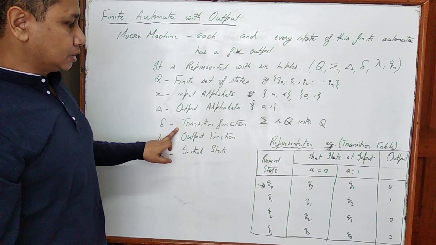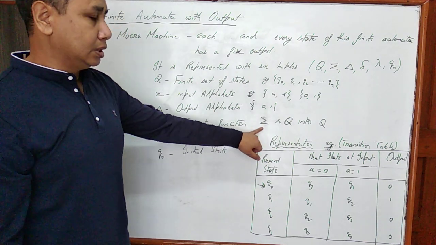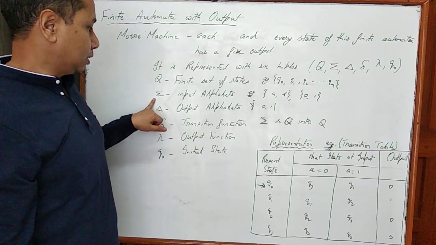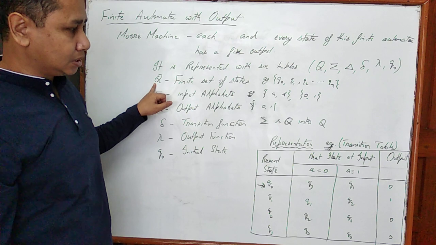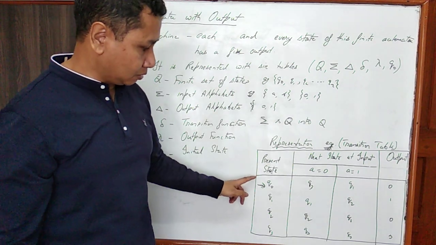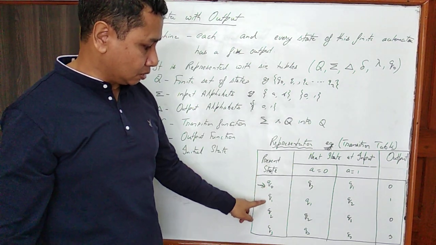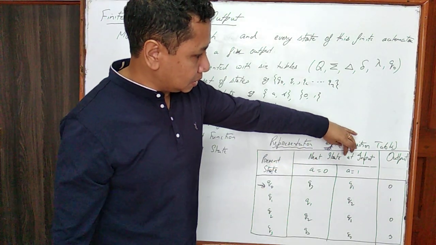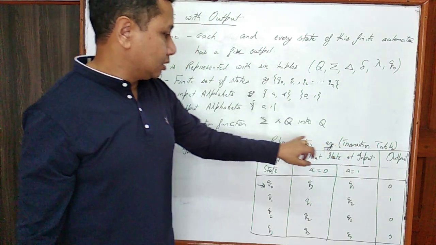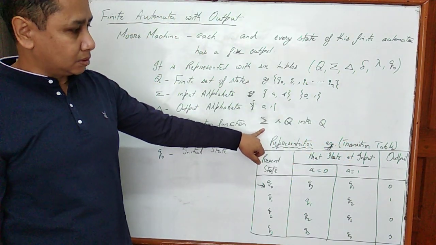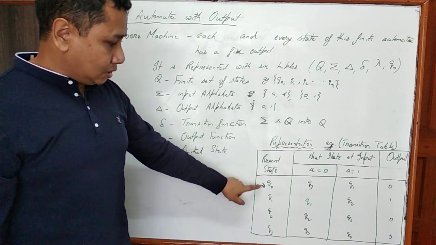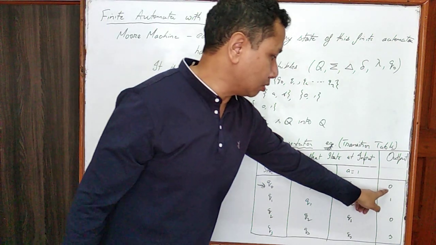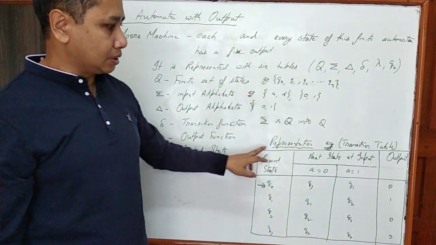The transition function is a product between sigma and Q, which is the input alphabet sigma and the states, represented by the transition table. If you notice in this line, the entire q0, q1, q2, q3 are this Q, and the inputs are 0 and 1 in this case, which is represented by sigma. For each state, you can see that there is always an output for it. This is given by a transition table.